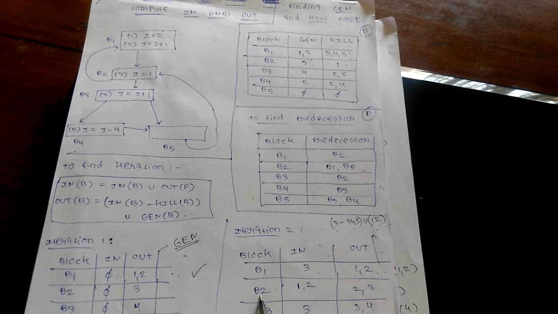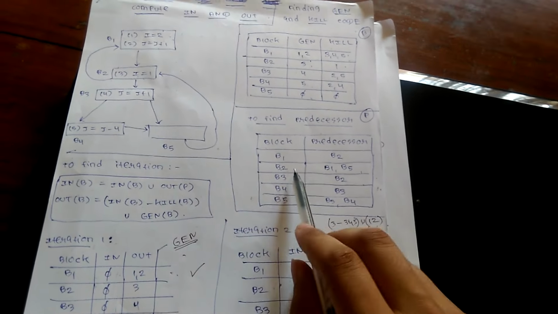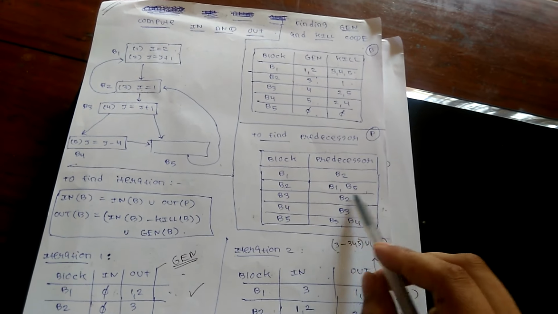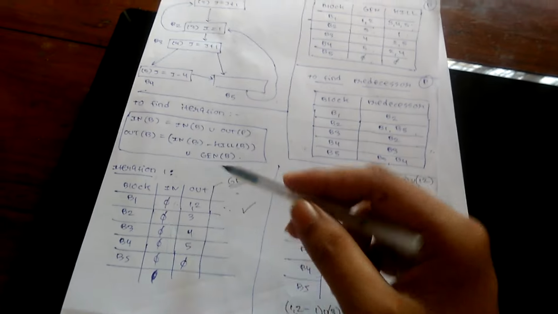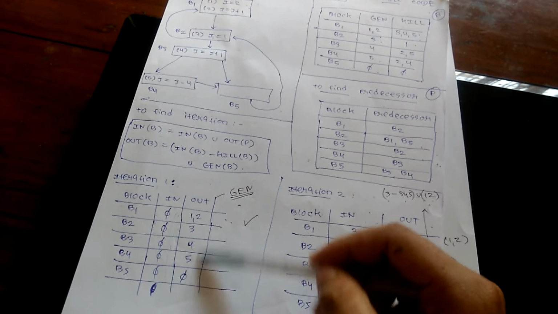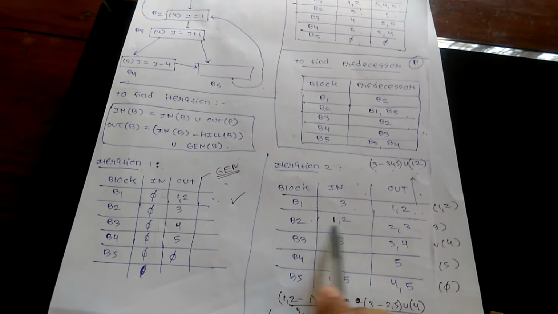What is the in of B2? We have to again look back into the predecessor. In B2, the values are B1 and B5. So again we have to look in iteration 1. What is the value of B1 and B5? 1 2 and 5. So we have to union this, 1 2. So in a similar way, the in value of B2 is 1 2.